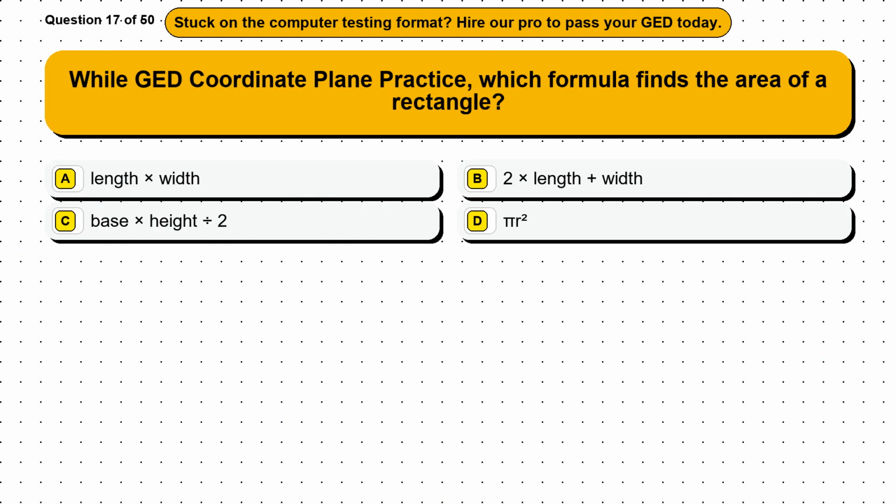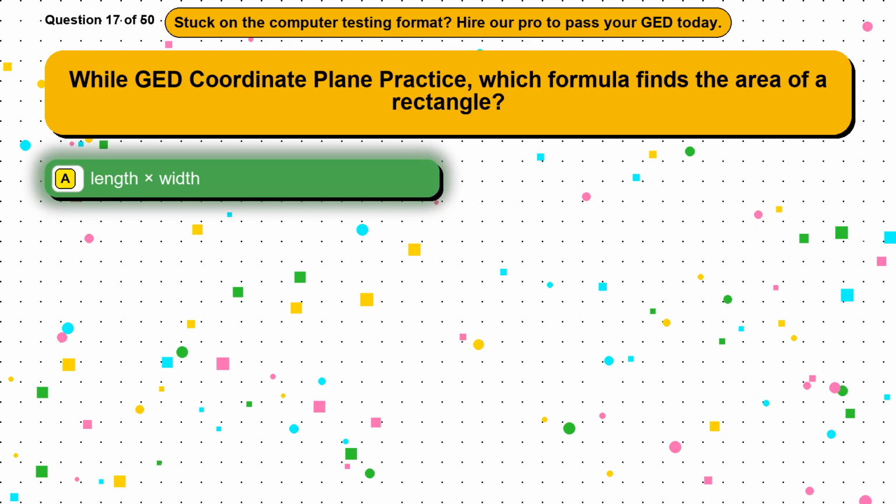Question 17. While GED Coordinate Plane Practice, which formula finds the area of a rectangle? Option A, length times width. Option B, 2 times length plus width. Option C, base times height divided by 2. Option D, pi r superscript 2. The correct answer is option A, length times width.